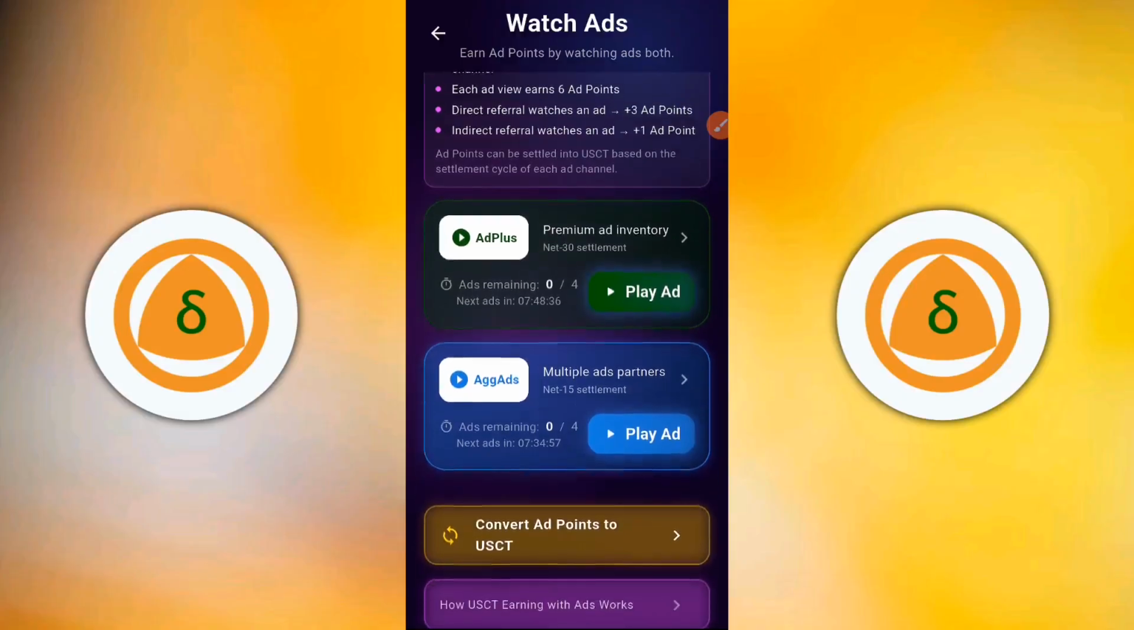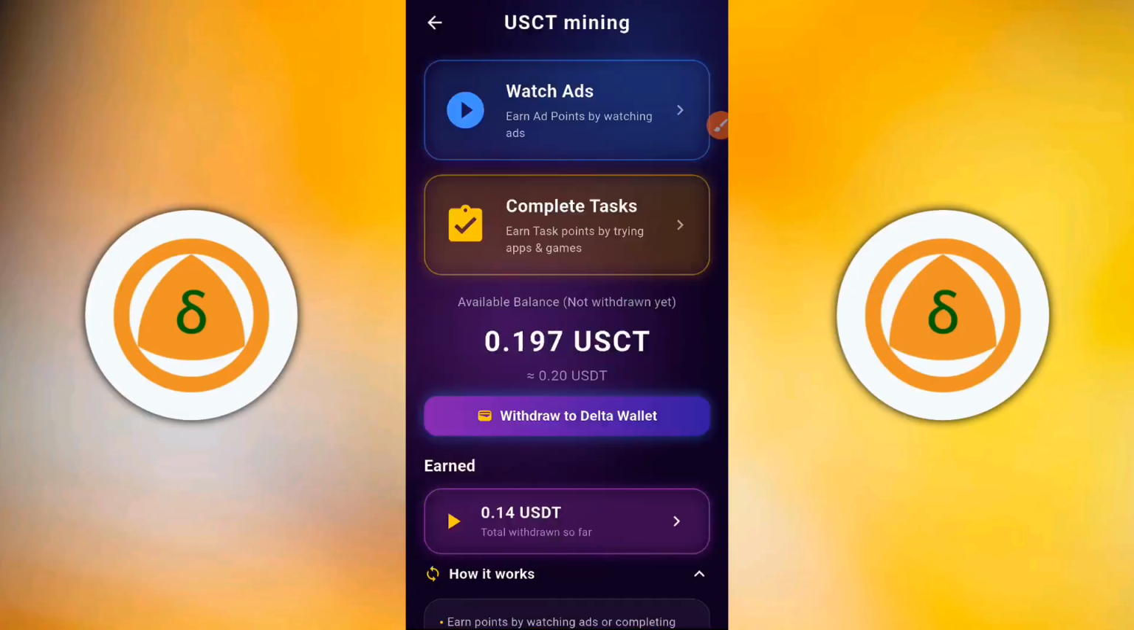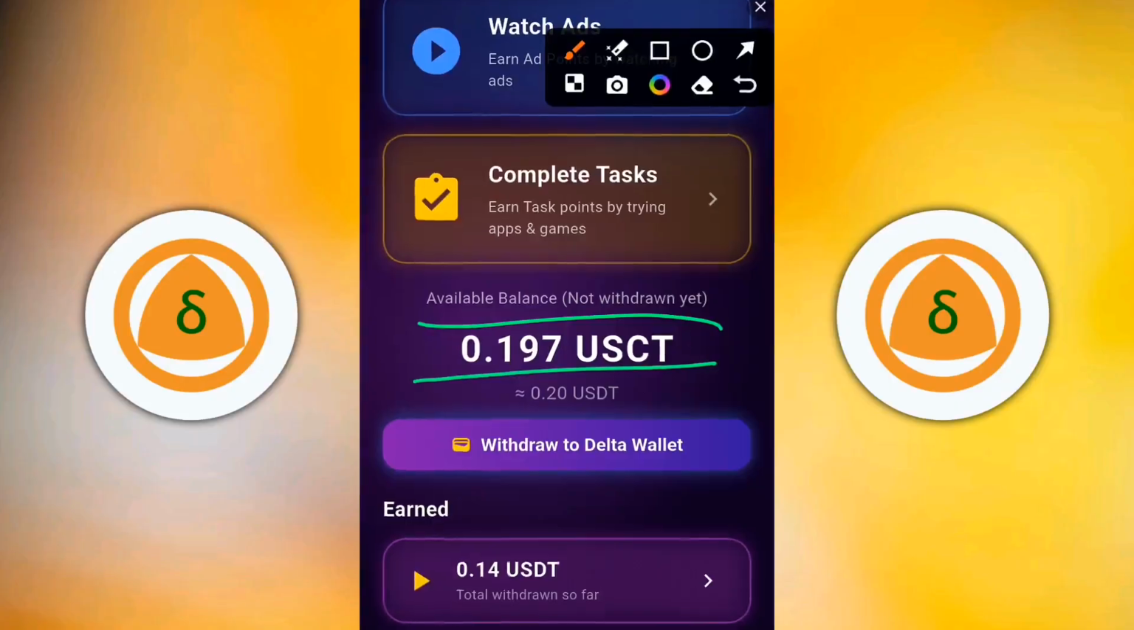So let me quickly show you something again. Now if I head back right here, you're going to see that this has also increased. You can now see my USDT is now 0.20, so it has also increased.